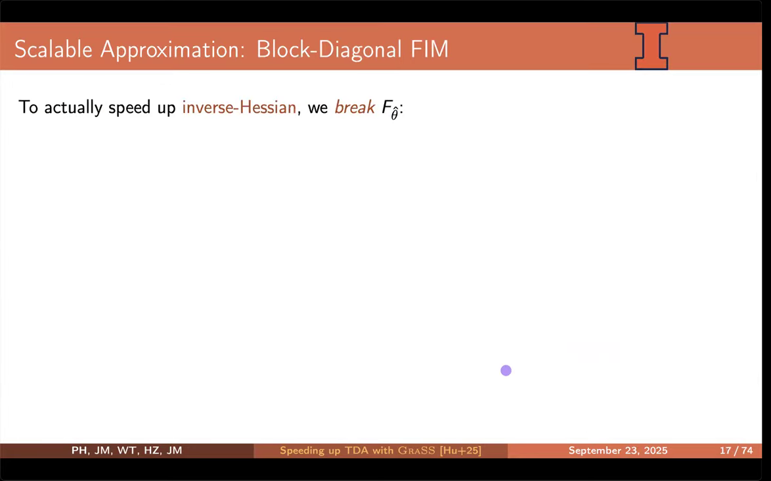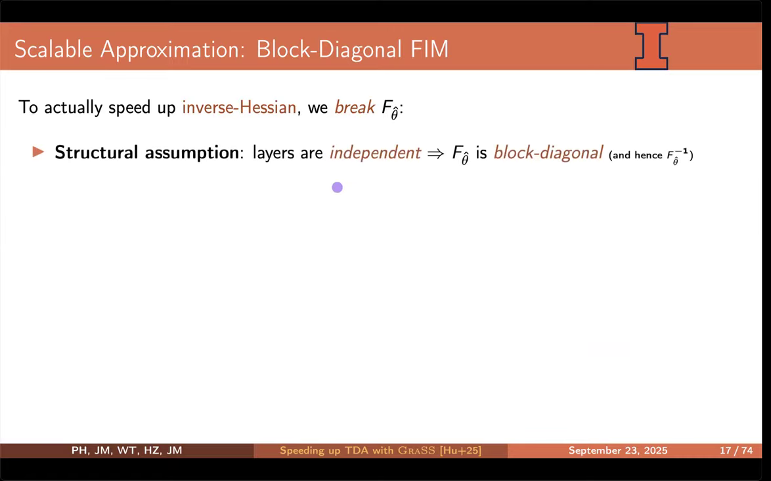The reason this is helpful is that if we replace the Hessian by the FIM, then we can exploit some of the structural assumptions built into neural networks. For example, we can assume that layers are independent. If we assume this, then the FIM will be block diagonal, and hence its inverse will also be block diagonal. And we know that we can compute the inverse of a block diagonal matrix efficiently.